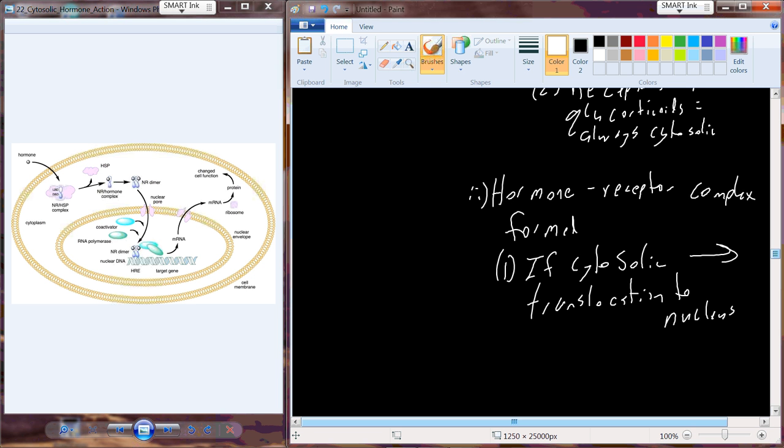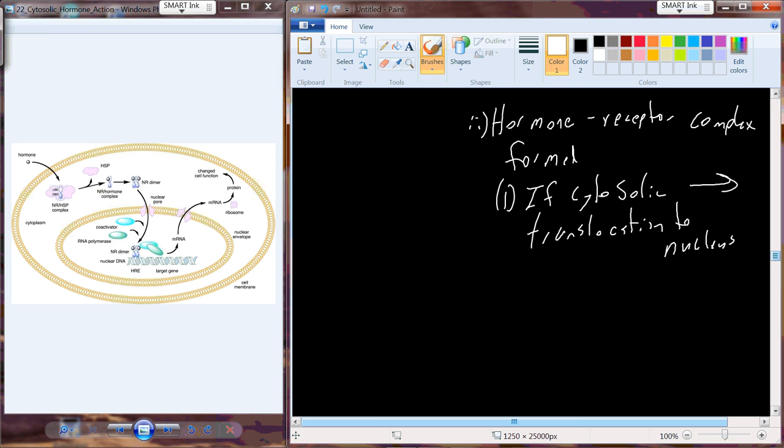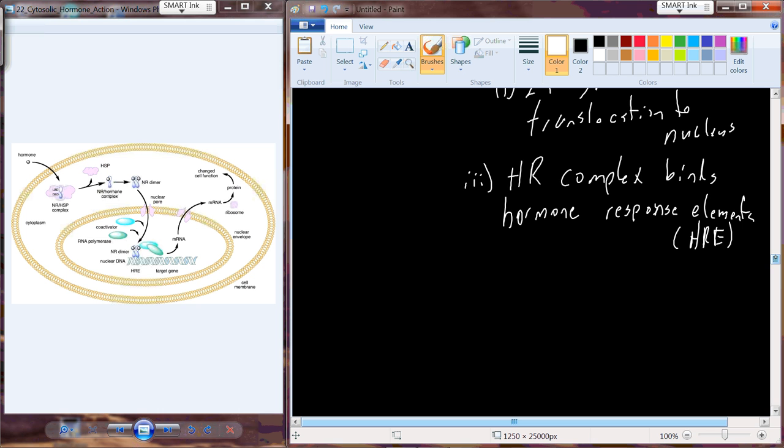Right. So once we're in the nucleus, the hormone receptor complex is actually going to interact with response elements, just like we saw with CREB and binding up on CRE. We have a whole series of DNA sequences for other hormone receptor complexes. So the hormone receptor complex binds that section of the DNA that's now going to be termed hormone response elements, for the HRE. Again, just a sequence of DNA.